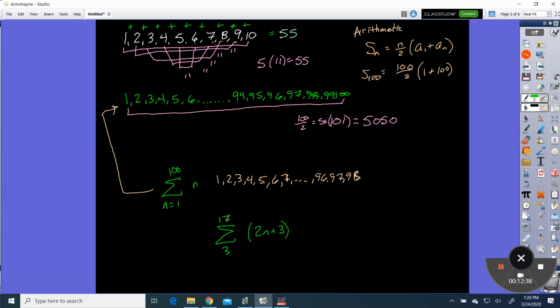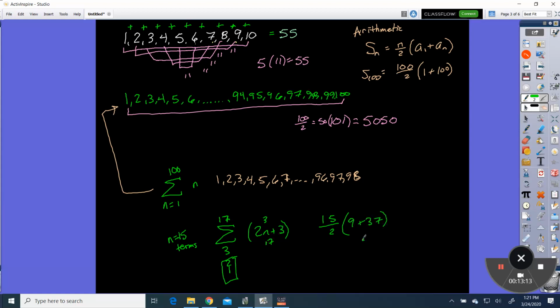Now on this one, it doesn't start at 1. 3 is 2 more than 1. So instead of there being 17, we've cut off 2 terms. So there's only actually 15 terms in this. So I'm going to plug that into my formula. I'm going to have 15 divided by 2. My first term is when I plug this 3 in. So 2 times 3 is 6, plus 3 more is 9. And then I'm going to plug this 17 in there for n. So 2 times 17 is 34, plus 3 more is 37.